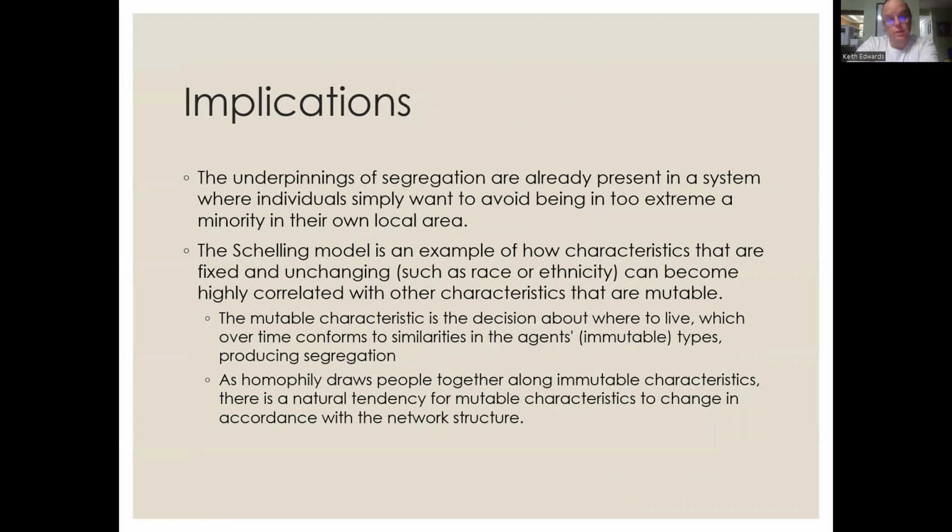So the implications of this are quite depressing and stark. The underpinnings of segregation are already present in a system where individuals simply want to avoid being in too extreme a minority in their own local area. The Schelling model is an example of how characteristics that are fixed and unchanging, such as race or ethnicity, can be highly correlated with other characteristics that are actually mutable. So the mutable characteristics, the decision where to live, I can change that over time to conform with similarities in other agents and mutable types, and that produces segregation. And as homophily draws people closer together along these immutable characteristics, you get a natural tendency for mutable characteristics to change, to move closer to our neighbors.